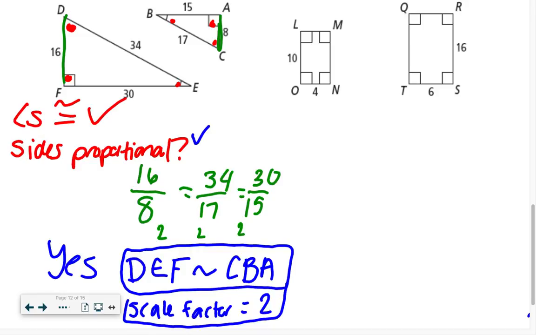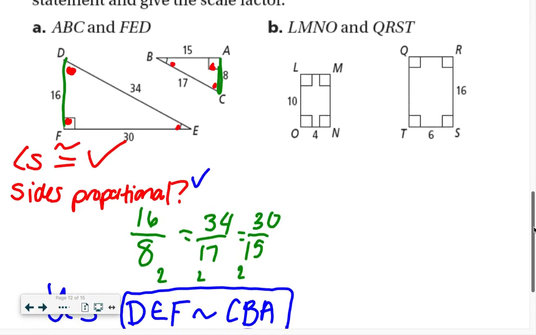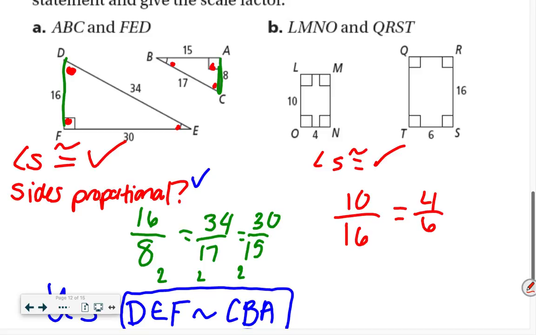Questions? Okay, we'll do another example. Are my angles congruent in LMNO and QRST? Yeah, they're all right angles. My angles are congruent, good. What else do I need to check? Proportion, my sides. Let's say I have 10, which one has to match with 10? 16 or 6? 16. And I want to know if that's the same as 4 over 6.